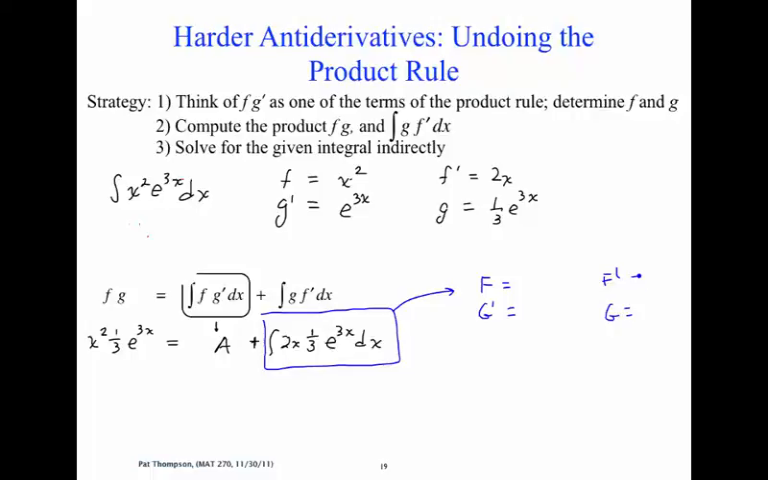So what will capital F be? We want that to get simpler, right? We want to take the derivative of which one is going to get simpler. 2x will become 2. G prime is 1/3 e to the 3x. Antiderivative: 1/9 e to the 3x. And we'll call this one b. So what are we doing? We're doing fg, and we'll call this one b, equals b plus integral g f prime.